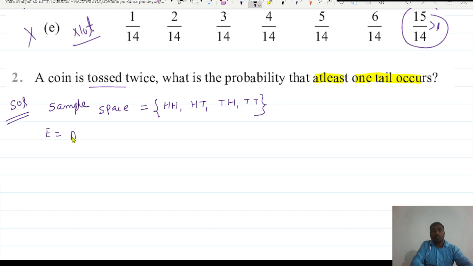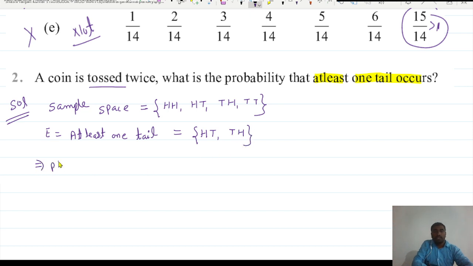So at least one tail. At least one tail. At least one tail is what here? Either HT we can take or TH we can take. So what is the probability?